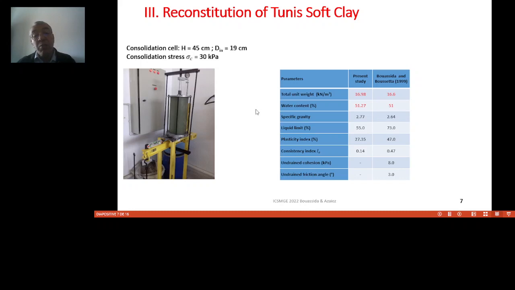In this table, we see the physical parameters of the soil we reconstituted during this work. And in this column, we see the properties of the similar soil we reconstituted earlier in 1999. As we can see here, the total unit weight of reconstituted soft clay is about the same, about 16.6 to 17 kilonewton per cubic meter. And water content is about 51. And then there is a small difference between the liquid limit, plasticity index, and so on. But it's a very, very soft soil.